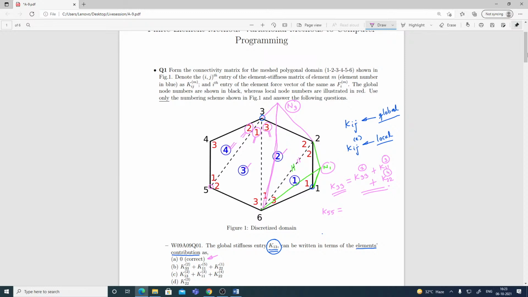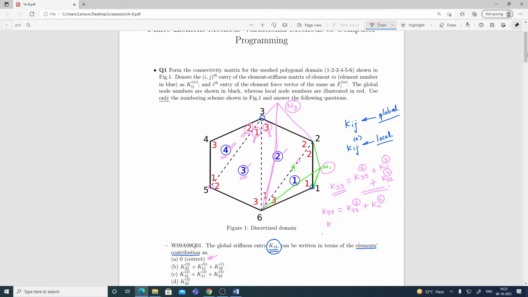As you can see, the shape function 5 is non-zero only in 2 elements, element 3 and element 4. The local number corresponding to 5 is basically 2 in element 3. So that's why it will be k22 in element 3 plus k11 in element 4. This is how it can be calculated, or you can look at the assembly or connectivity matrix and do the same.